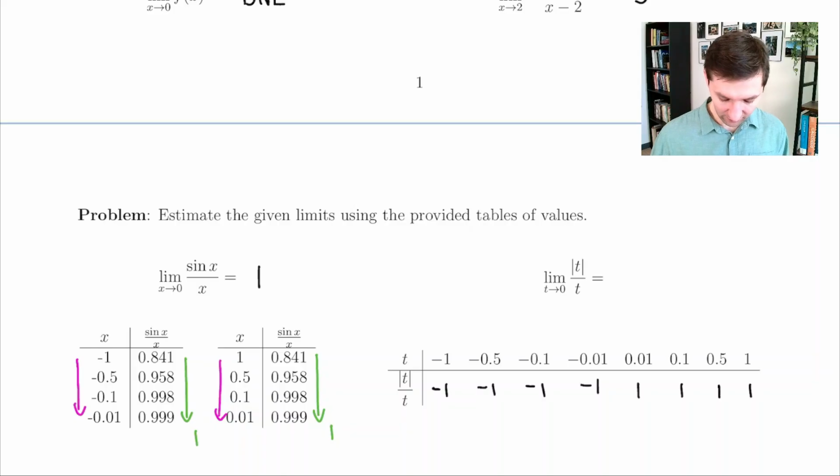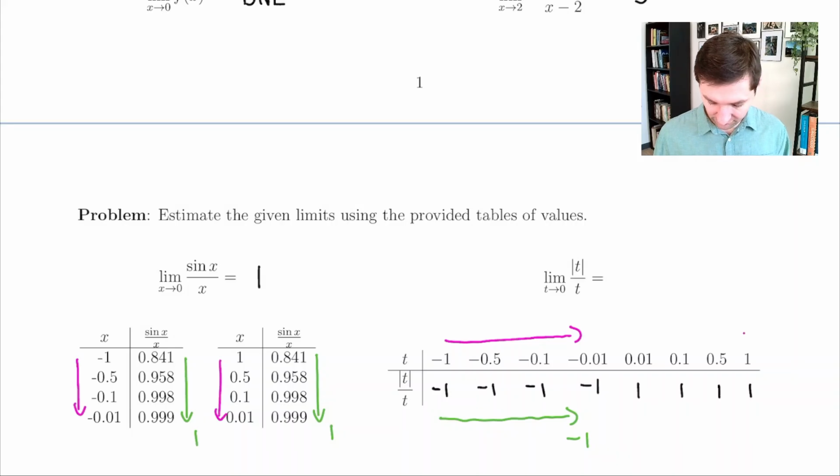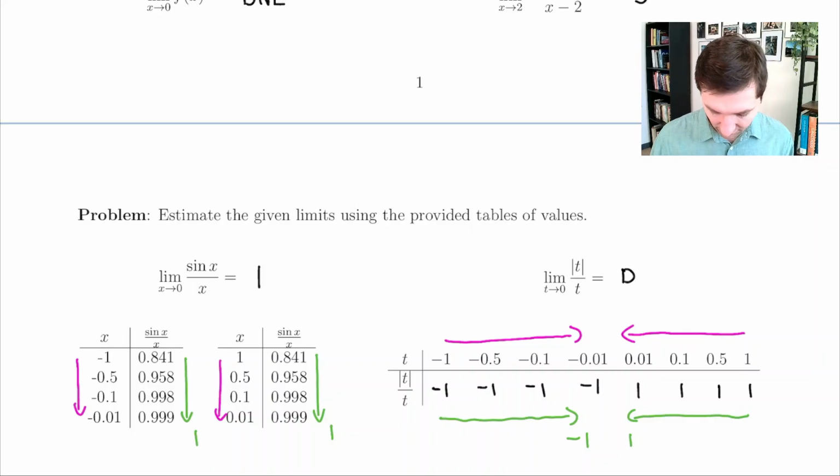So as inputs get closer and closer to 0 from the left, the outputs are always -1. As inputs get closer and closer to 0 from the right, the outputs are always 1. From the left, I get -1. From the right, I get 1. In that case, we say the limit does not exist.